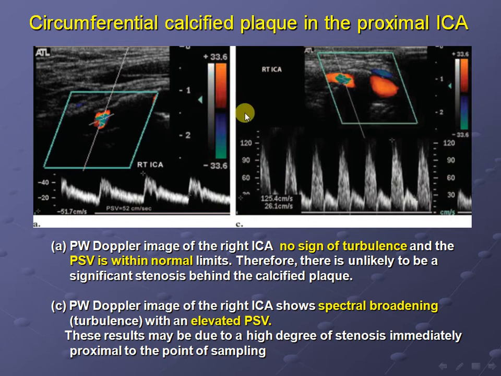While here, you can see this heavily calcified plaque, and you can see an aliasing artifact distal to it. You take a measurement and the peak systolic velocity is up to something like 125 centimeters per second. So, is this stenosis severe or not? It's significant, severe, causing elevated post-stenotic velocity. Get it?